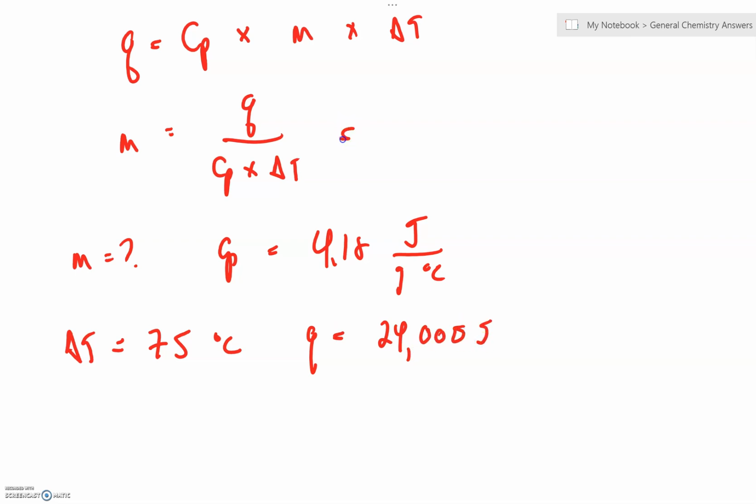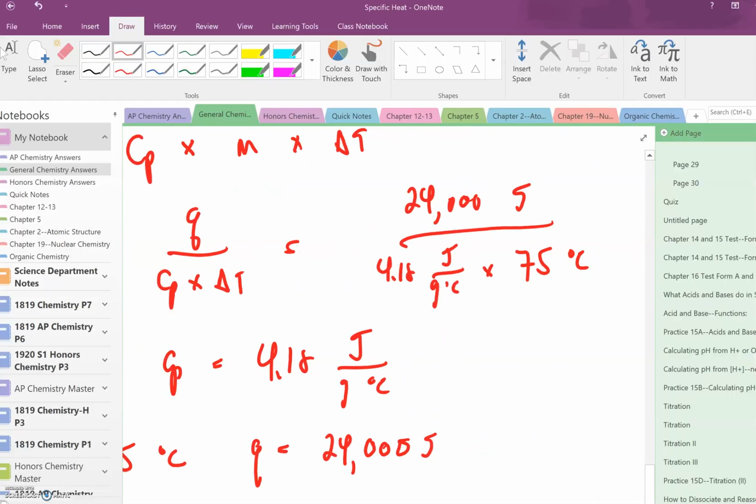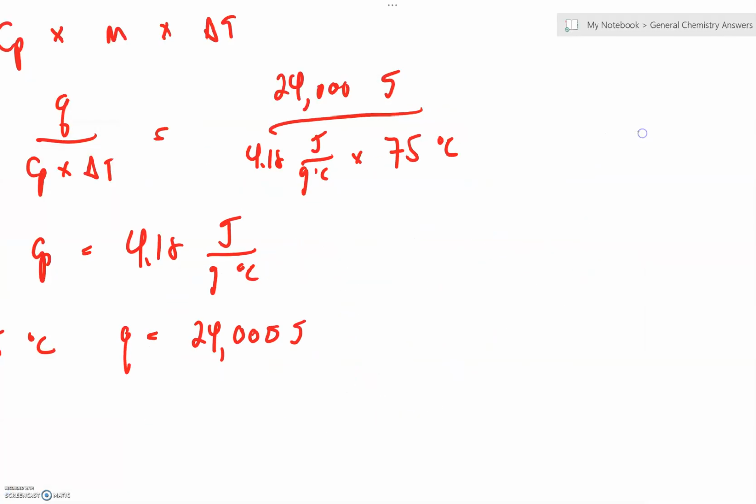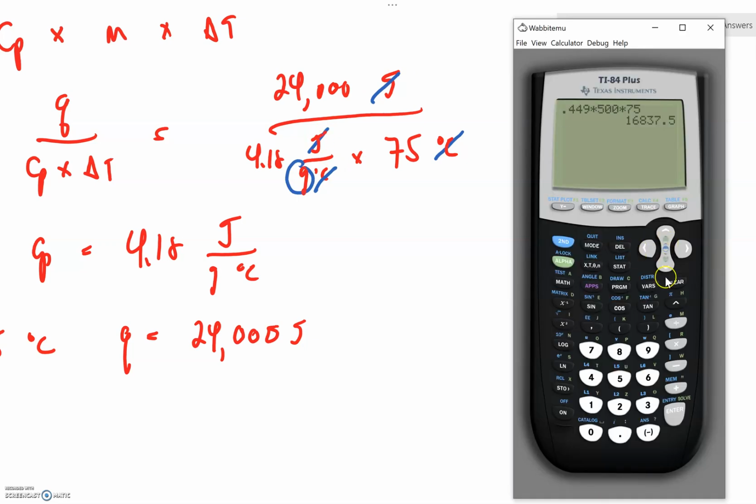So I'm going to plug them right into this equation. We've got 24,000 joules, a specific heat of 4.18 joules per gram degrees Celsius, and a delta T of 75 degrees Celsius. Now, if you are paying at all attention to the units, degrees Celsius cancels, joules cancels, leaves us in grams. So I'm going to bust out my calculator and I'm going to get all fancy because I'm going to do this all in one shot.